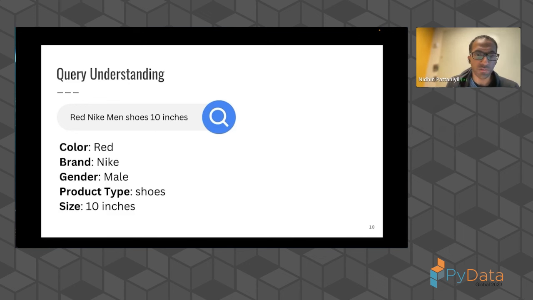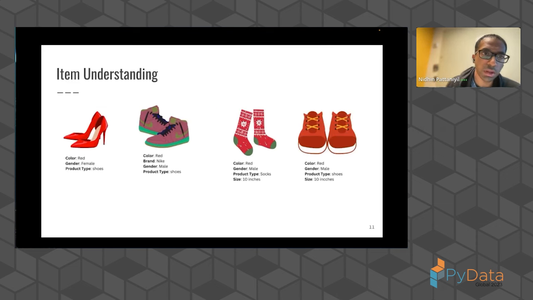That they're looking for shoes. The shoes have to be the color red, the brand has to be Nike, and the size has to be 10 inches. So that's one side, understanding the intent from the query side. You have the same happening on the item side. You may use the same models that you have been using on the query side, or you may build custom models that might be running on the item side.